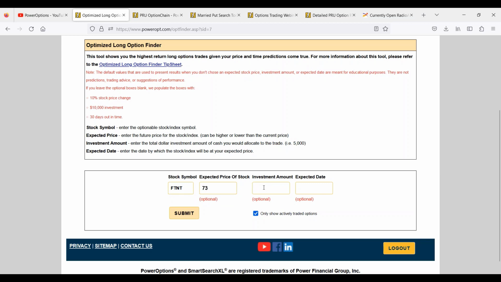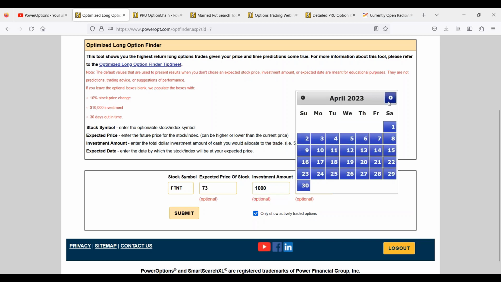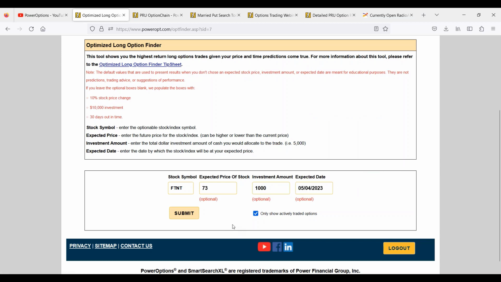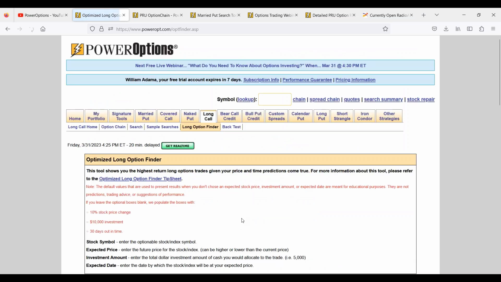This is Fortinet, by the way. I'll explain why I'm using Fortinet in just a moment. Your investment amount, and hey, I'm interested in the stock. I think it's going to move up. This is a good target price for it. I'm going to invest $1,000, and I think it might hit the $73 range maybe sometime in early May if the market continues as it's been doing. And we just click submit.